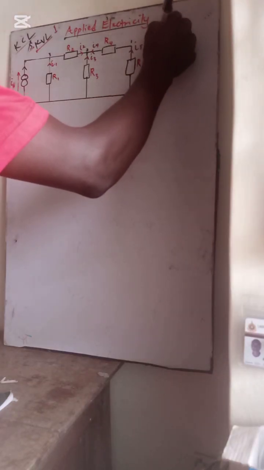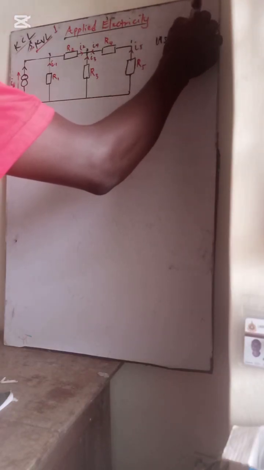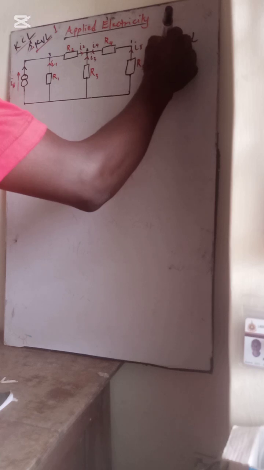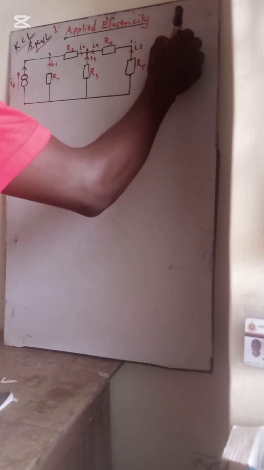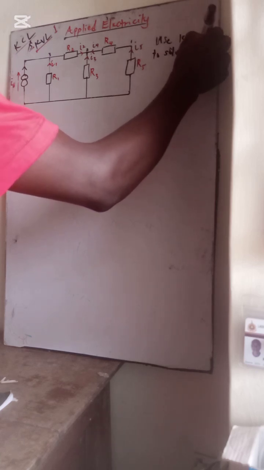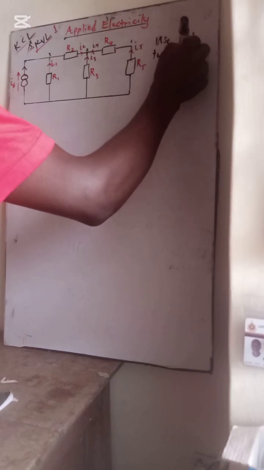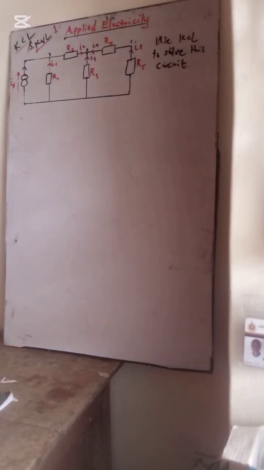Use KCL to solve this circuit. So that means we are going to be determining the voltage. We have to calculate the voltage across all these resistors.